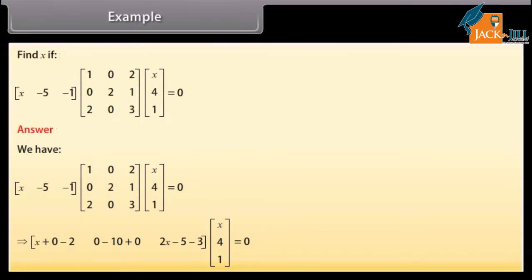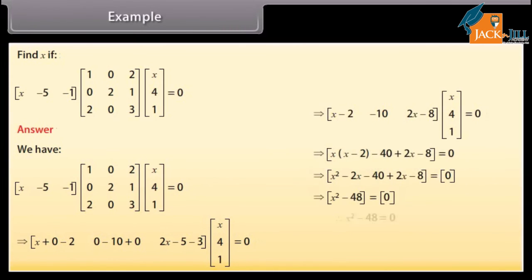It implies that the matrix [x + 0 - 2, 0 - 10 + 0, 2x - 5 - 3] multiplied by the matrix with rows [x], [4], [1] is equal to 0. Solving this, we get x squared minus 48 is equal to 0. It implies x squared is equal to 48. It implies x is equal to plus minus 4 square root 3.